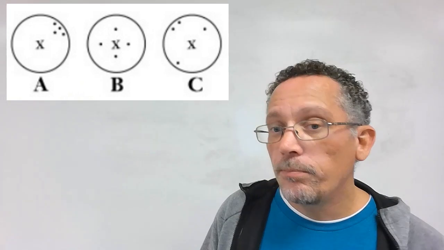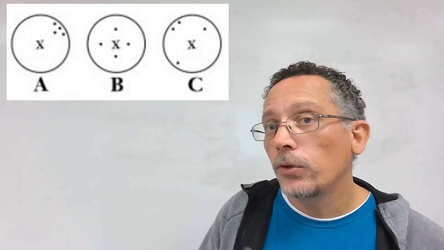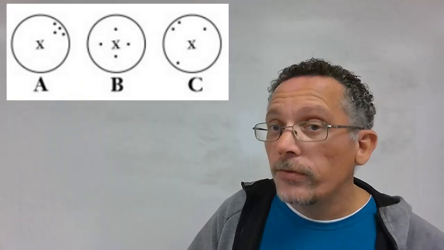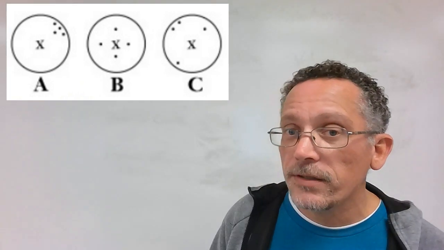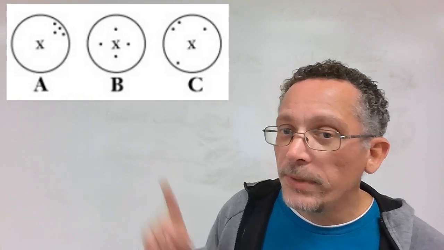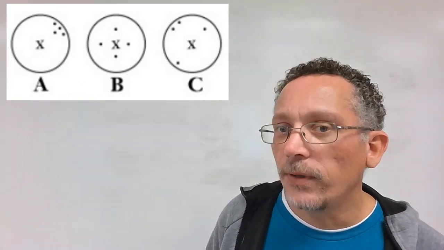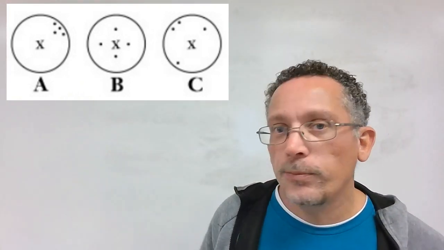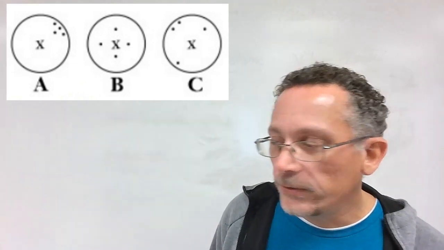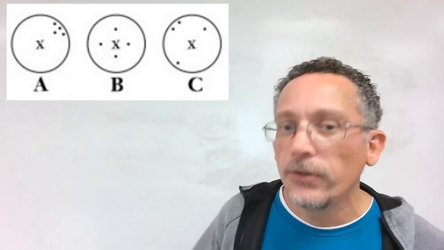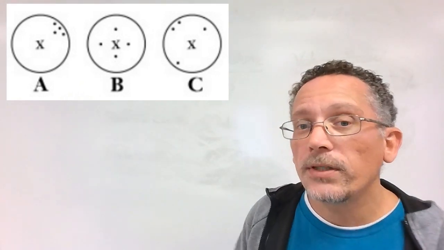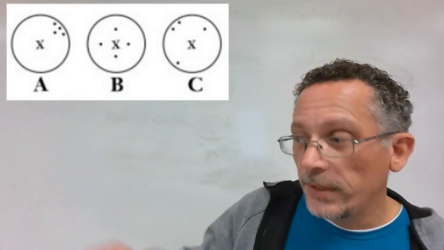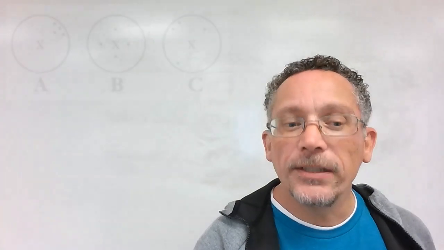If you see in B, all of the dots are close to the target. If you're close to the target, if you're close to the right or accepted answer, we say that's accurate. So B would be the accurate one. And then C, you see they're kind of just spread out. They're not close to each other, and they're not close to the target. That one is neither accurate nor precise. So for that third pre-lab question, A is precise, B is accurate, and C is neither.